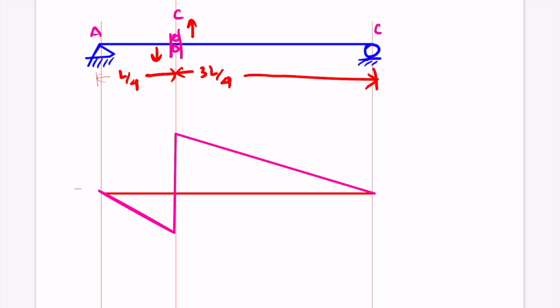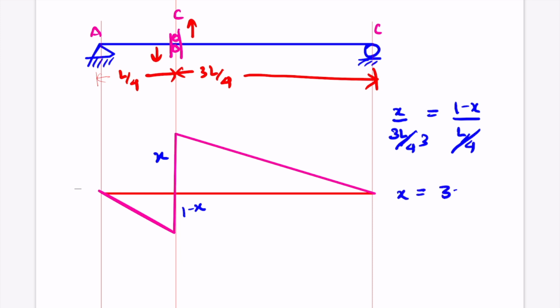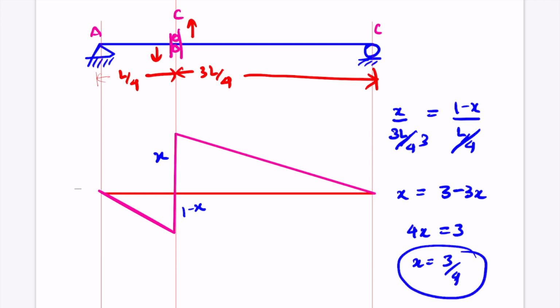Now let's find the value of this x and 1 minus x also. Again we will use similarity of triangles for this. So x divided by 3L by 4 equals 1 minus x divided by L by 4. Again it is 3 times, so x equals 3 minus 3x. From here we get 4x equal to 3, so we get the value of x as 3 by 4, and 1 minus x will be 1 by 4.